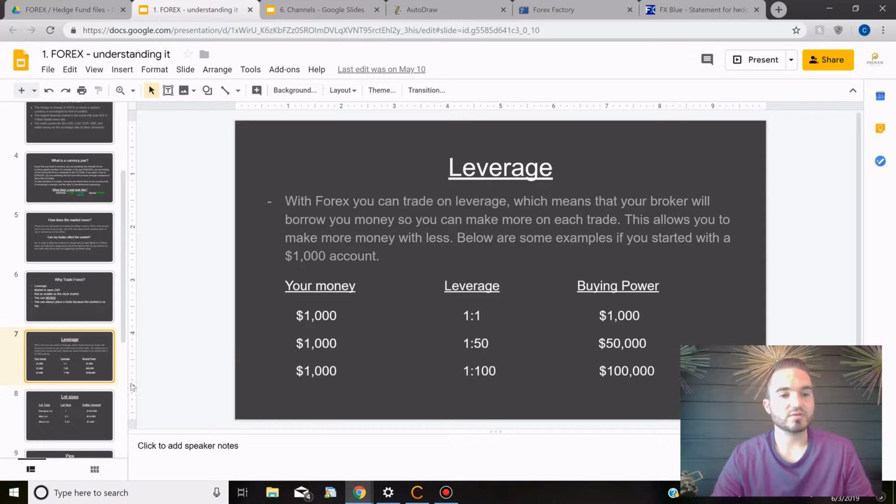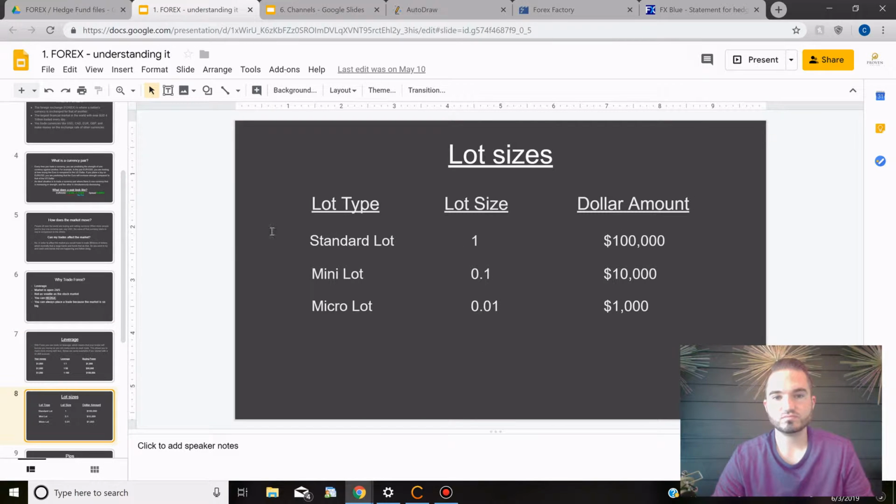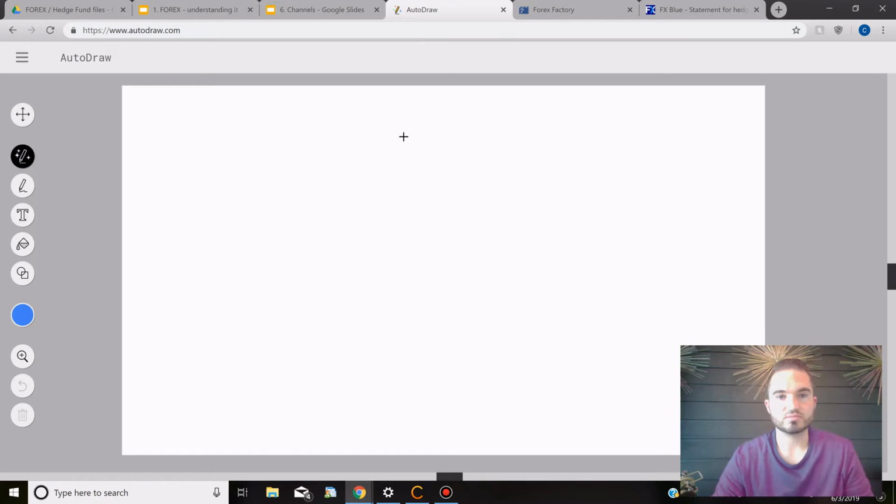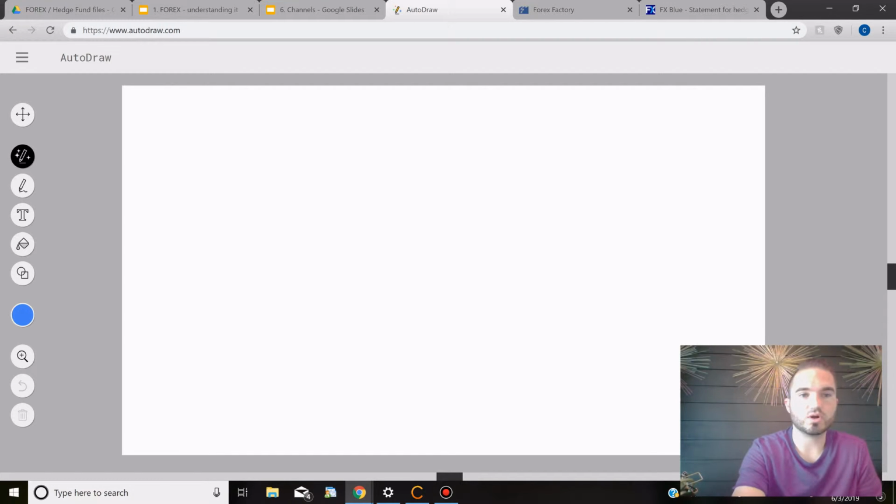And then if you come here to our lot sizes, remember, one standard lot is $100,000, one mini lot is 0.1, which is $10,000, and one micro lot is 0.01, which is $1,000. So technically you have $100,000 to trade, so you could place one trade at a lot size of 1. But that would use up all your account and you couldn't place any more trades. That's margin. So I'm going to explain margin to you guys. I'm going to use this thing again. So, margin.